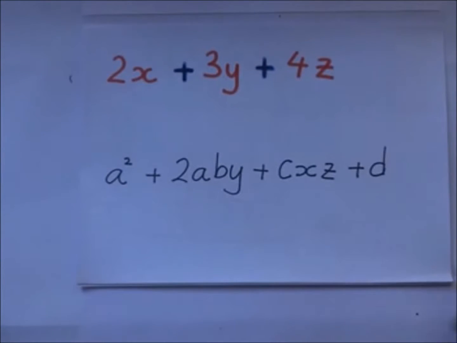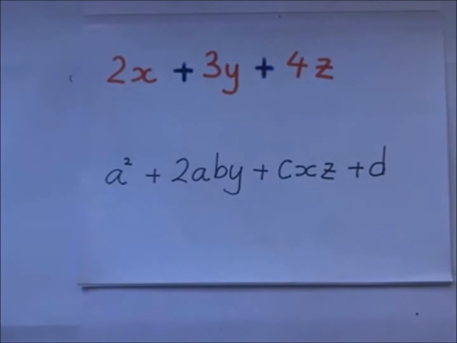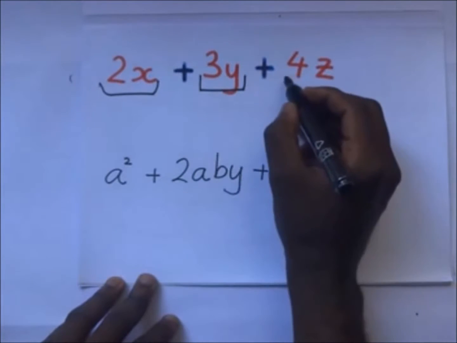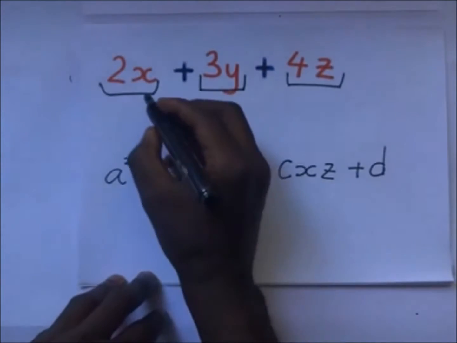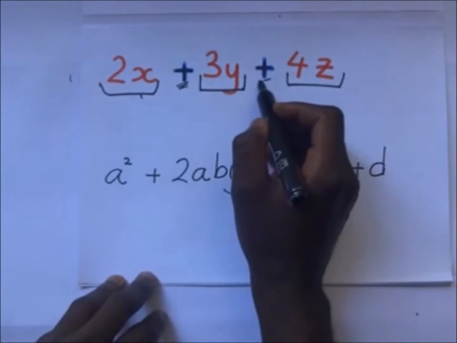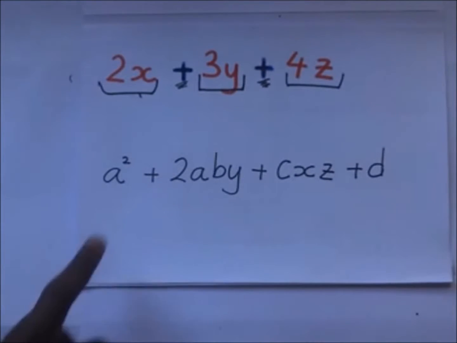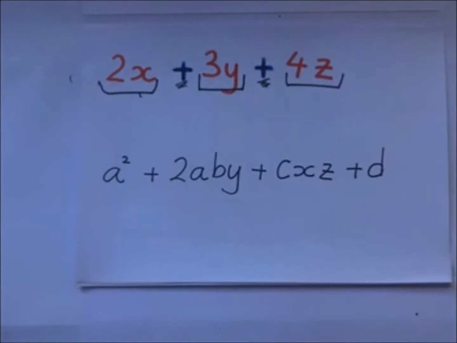algebraic expressions. This is an algebraic expression. This is also an algebraic expression. So now, when we talk about an algebraic term, we are simply talking about this 2x, this 3y, and this 4z. These are what we are calling algebraic terms, and these algebraic terms are separated by either a plus sign or a minus sign.